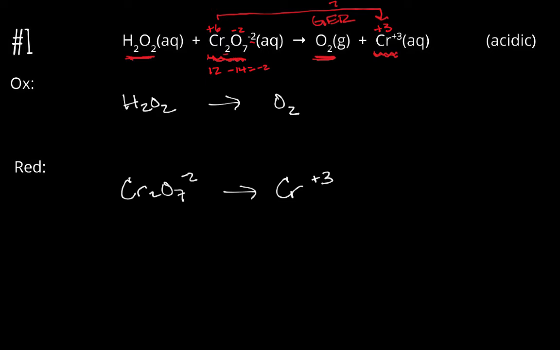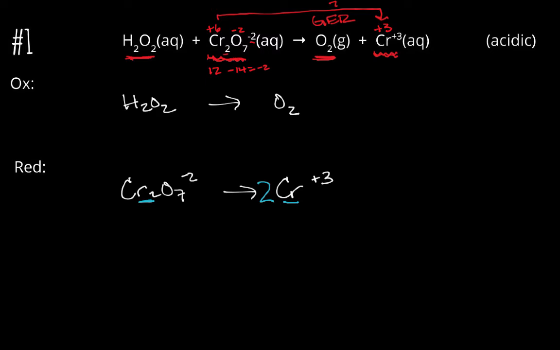Okay, so once we've done that, first step is to balance anything that is not hydrogen or oxygen. So if I look at the first reaction, H2O2 and O2, all that has in it is hydrogen and oxygen, so there's nothing else I need to do there. If I look at the bottom one, I have 2 Crs on the left and only 1 on the right, so that means I have to put a 2 in front of that one. Okay, so now those are balanced.